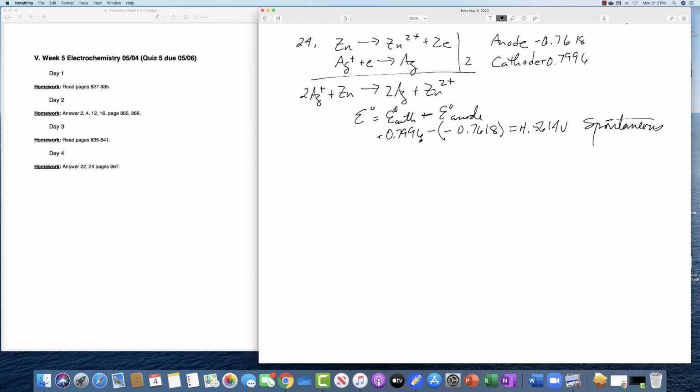So make sure you know how to do this kind of calculation, because something like this will be on quizzes and tests. So just make sure that as you go through these, if you have any questions about how to do this, contact me before you take the quiz.